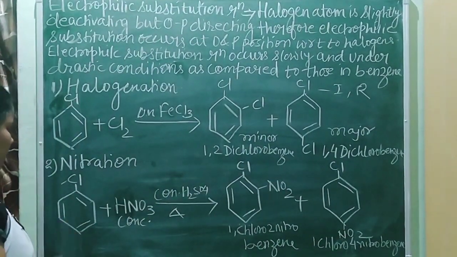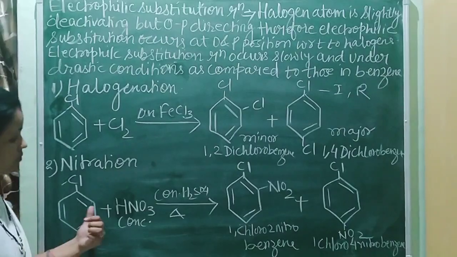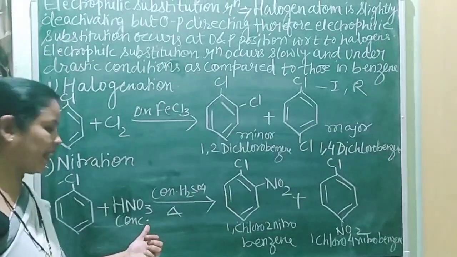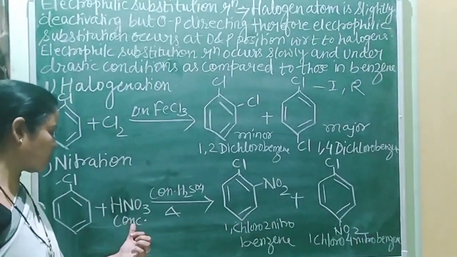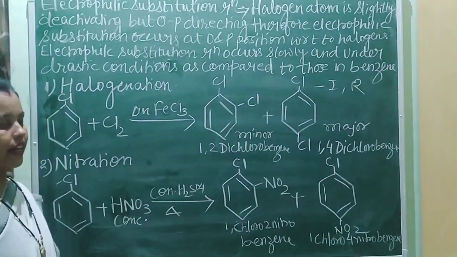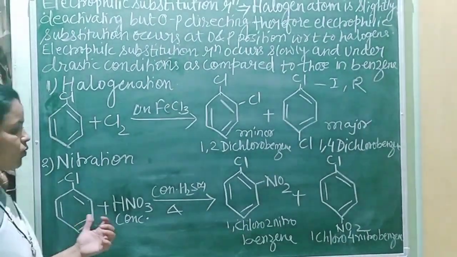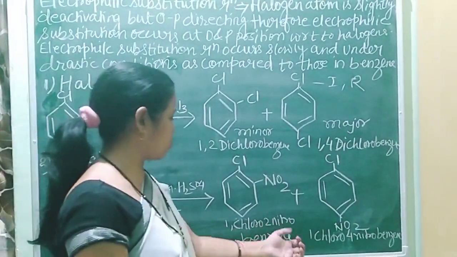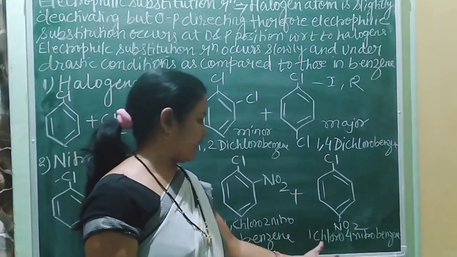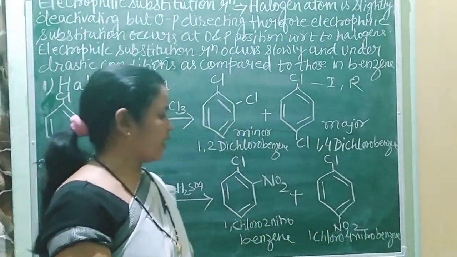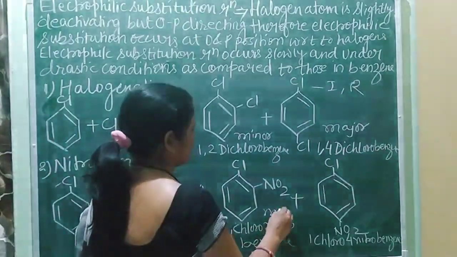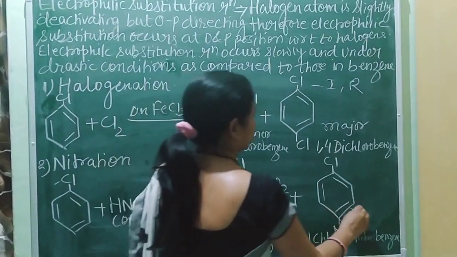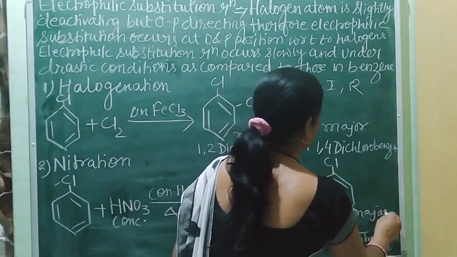Nitration: when chlorobenzene is heated with a nitrating mixture. Nitrating mixture means concentrated HNO3 and concentrated H2SO4. We will get 1-chloro-2-nitrobenzene and 1-chloro-4-nitrobenzene. This is the minor product and this is the major product.